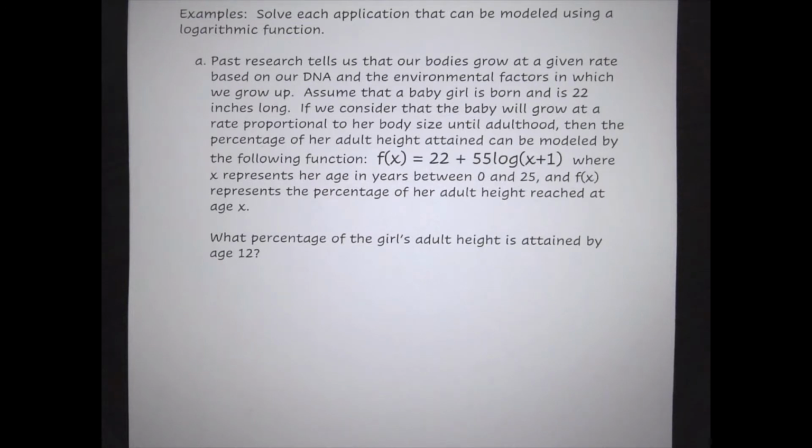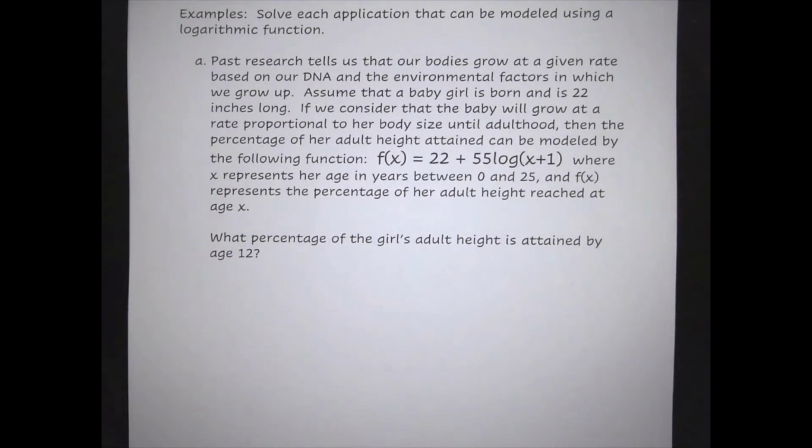So in this problem here, we are talking about how past research tells us our bodies grow at a given rate based on our DNA and the environmental factors in which we grow up. If we assume that a baby girl is born and is 22 inches long, and we consider that the baby will grow at a rate proportional to her body size until adulthood, then the percentage of her adult height attained can be modeled by the following. So it's giving us the function, and then it tells us what's in the function.